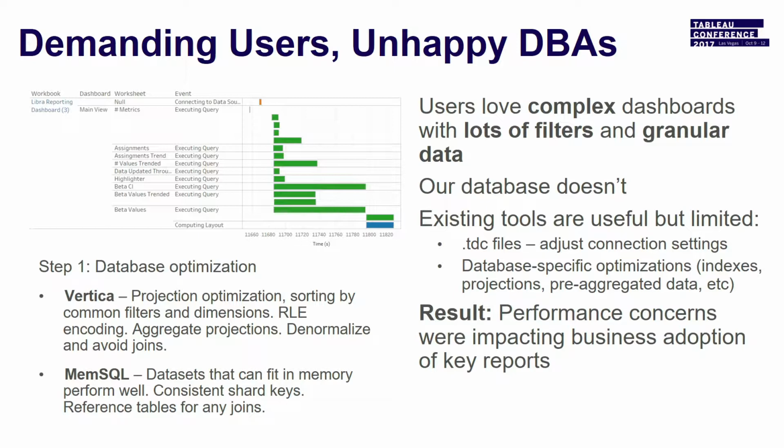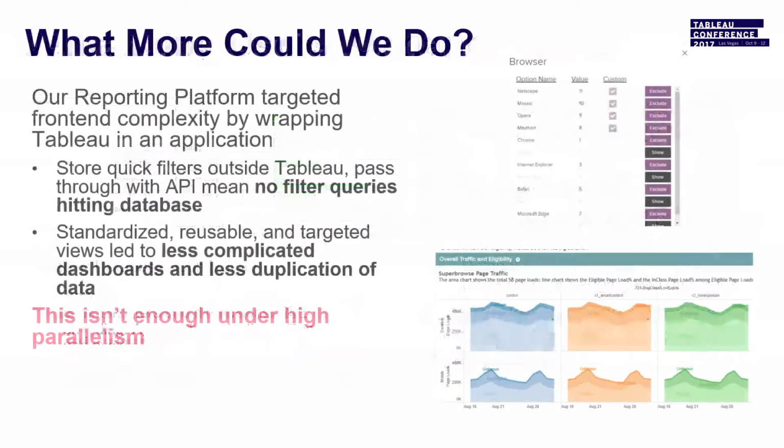Then there's a lot of database-specific optimizations that you can do. If any of you work with Vertica and MemSQL, it's all pretty standard stuff. You can essentially optimize the data where it sits in the database for the queries that you're going to get. Both these are distributed databases, so avoiding joins or making sure that what you're joining on is distributed and sorted properly is pretty important. So we spent a lot of time on this, but it really wasn't enough.